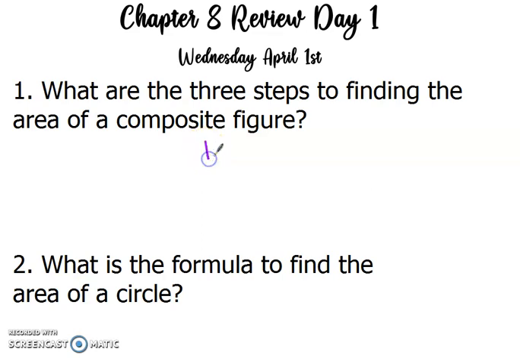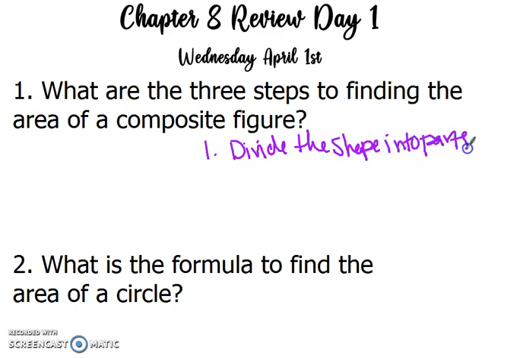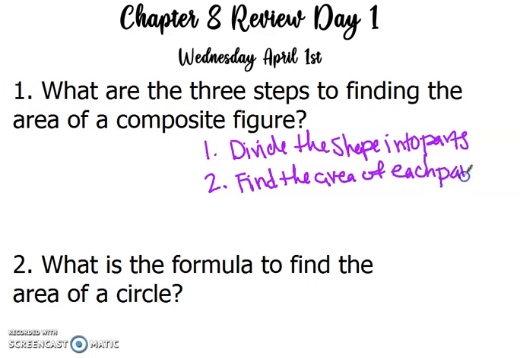So the first step is to divide the shape into parts. After you divide that shape into parts, you should find the area of each part. After you've done that and you have each area, you should add the parts together.